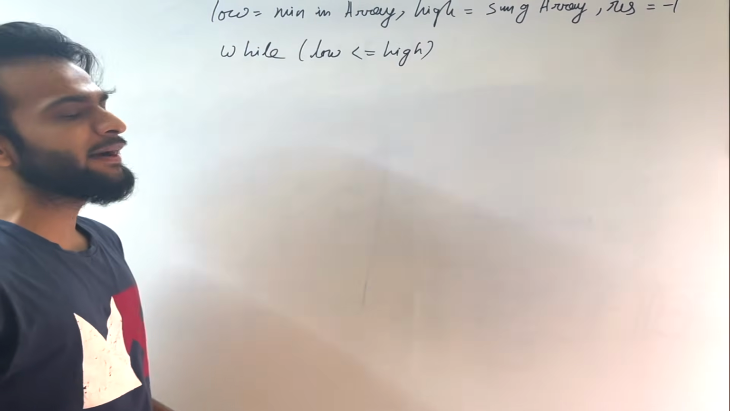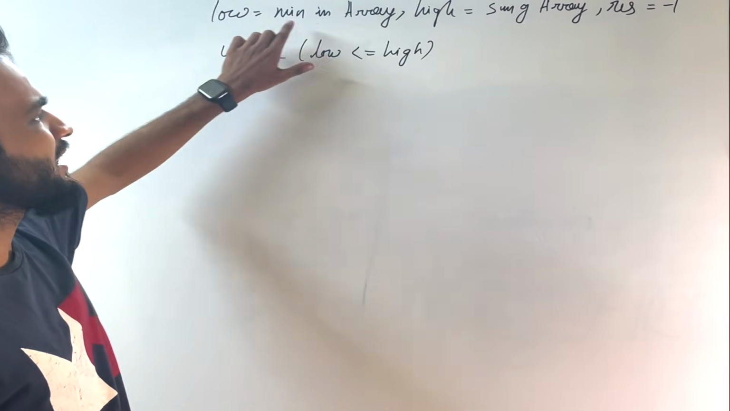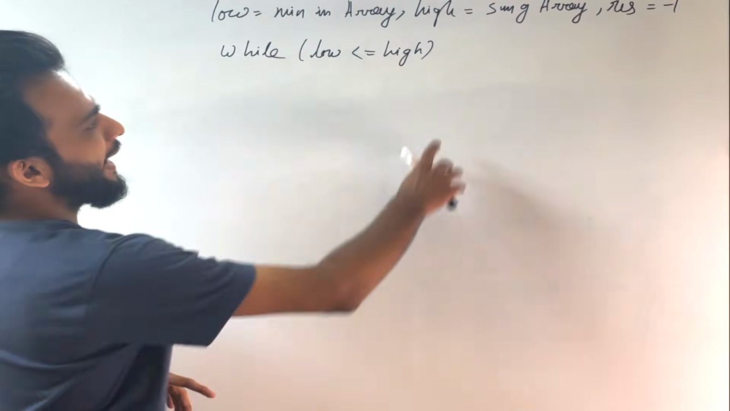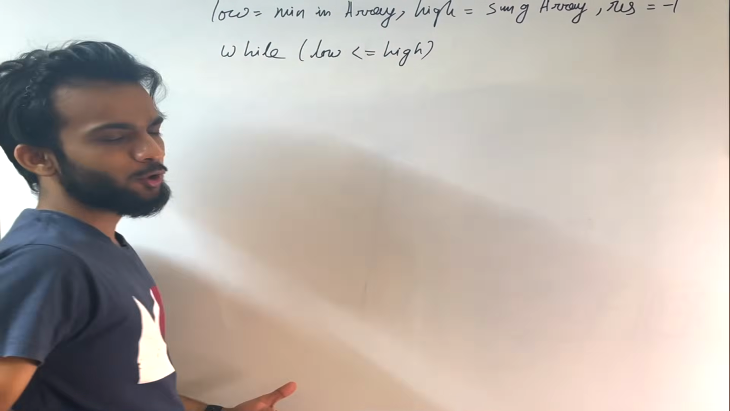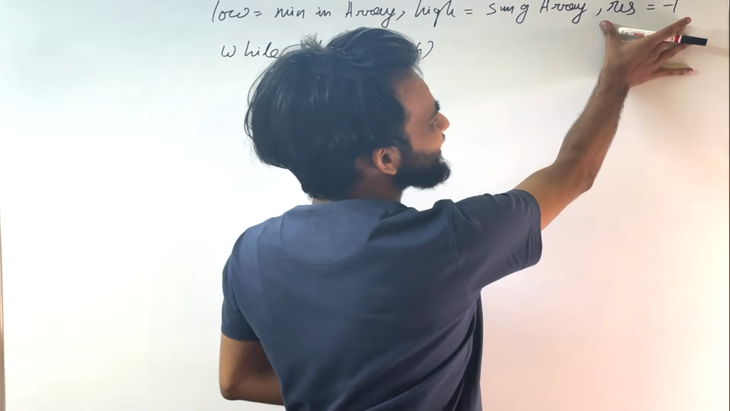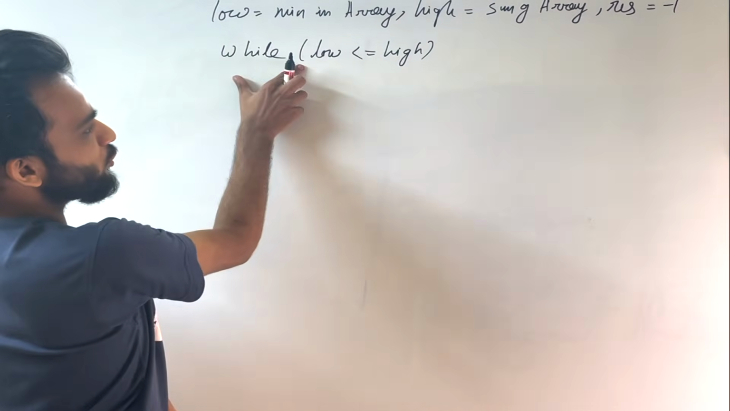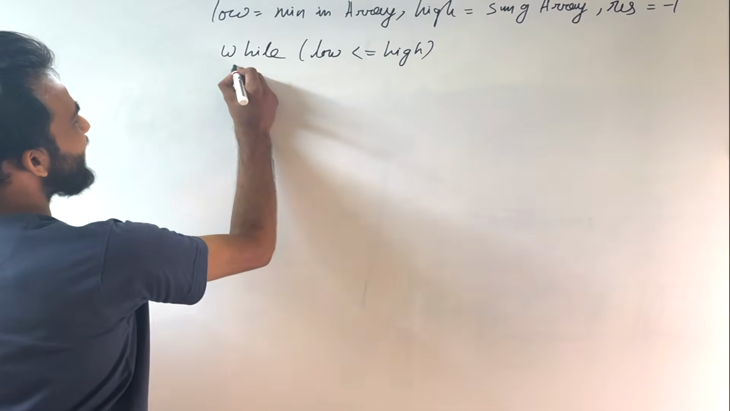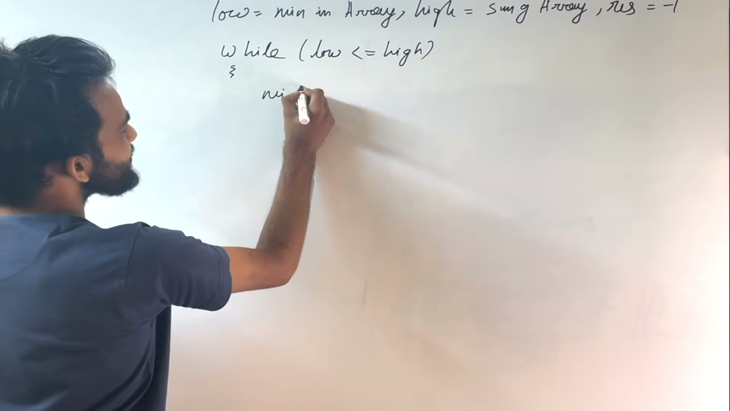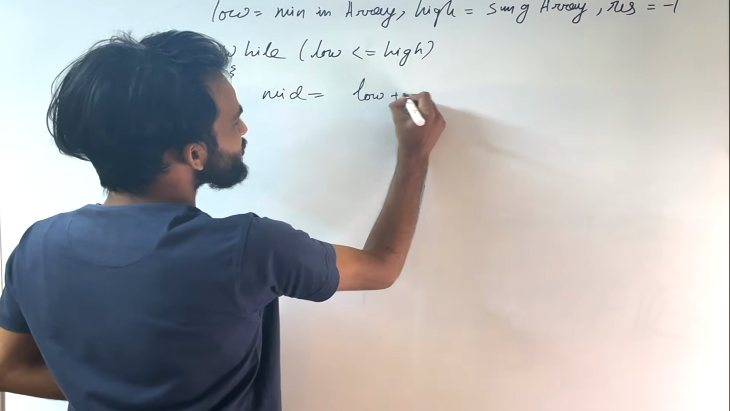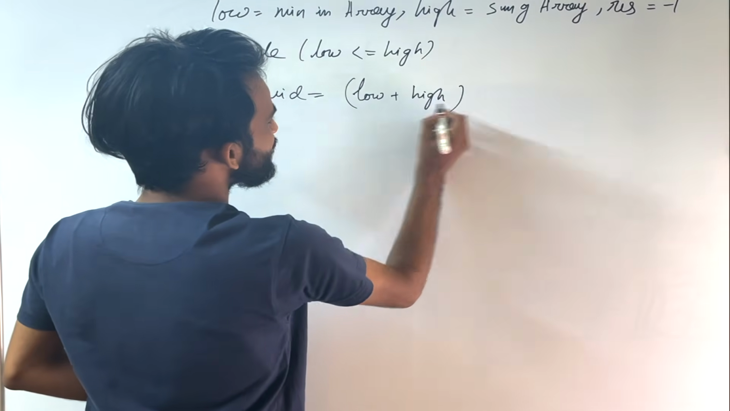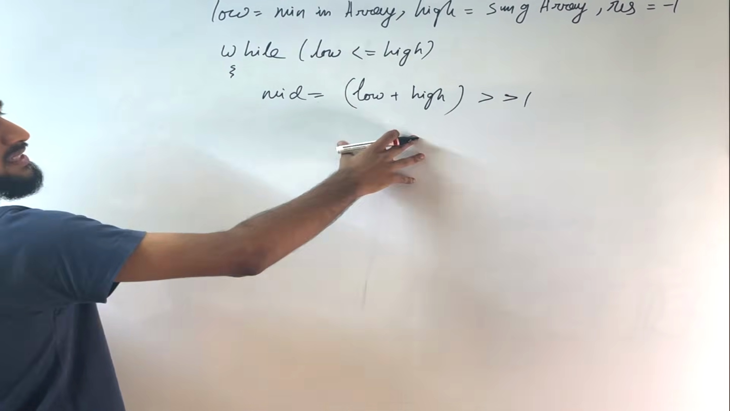Now, we know we have to write a binary search. So we know low was nothing but the minimal in the array and high was nothing but the sum of the array that we took. And initially, let's keep the resultant, which is the answer that we are storing, as -1. Now, in the binary search, what do we write? We write mid equal to low plus high by 2. That's very obvious.